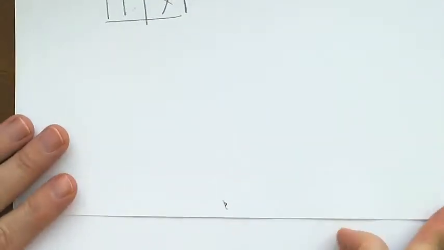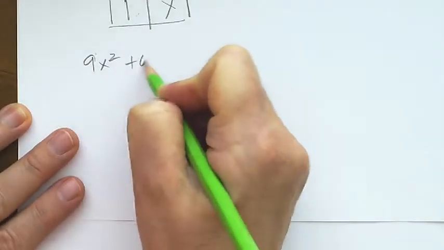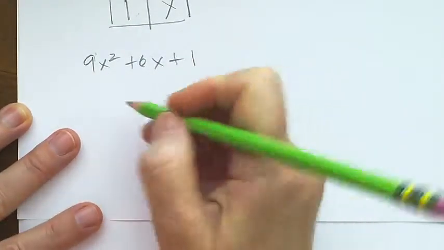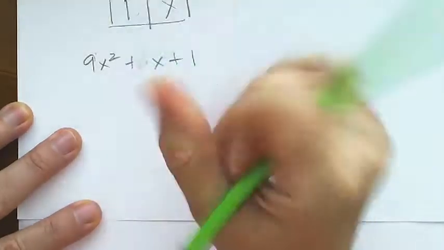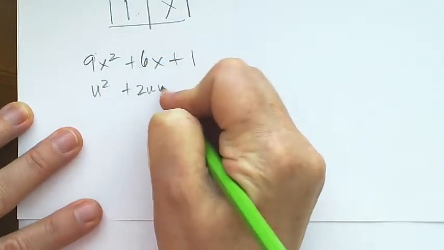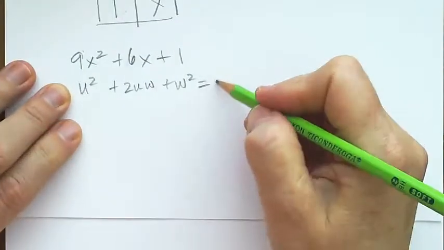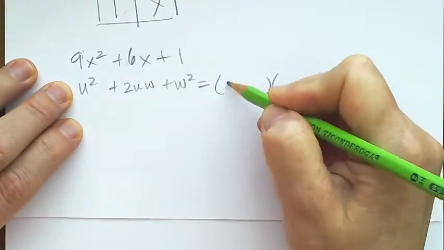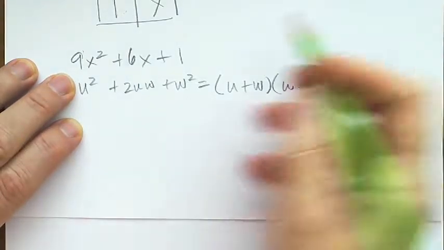Okay, now I'm looking at Perfect Squares, not Perfect Squares Intro, and I have 9x squared plus 6x plus 1. So that is in the form u squared plus 2uw plus w squared. So I'm going to use my template. I know that's going to factor into u plus w times u plus w.